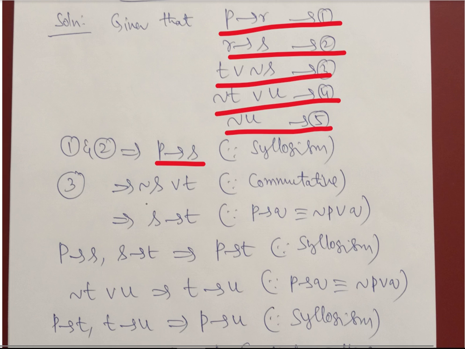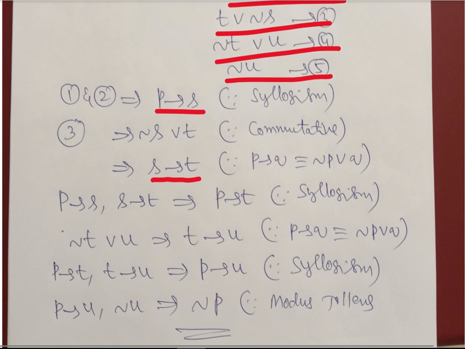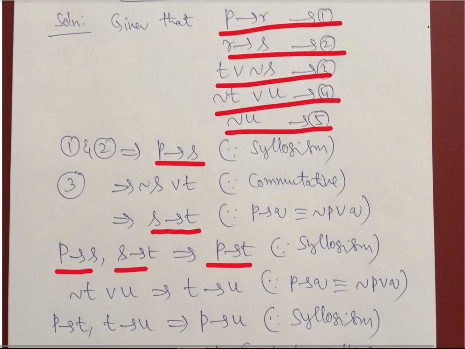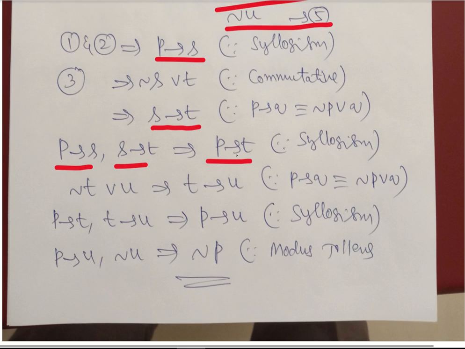Next, the third one is what? Negation S or T. Using the commutative property, we have rearranged them. Since we know the relation between implies and or, we can write this as S implies T. So we know that P implies S and S implies T. By syllogism again we get P implies T. So with this we have done statements 1, 2 and 3. We get P implies T.